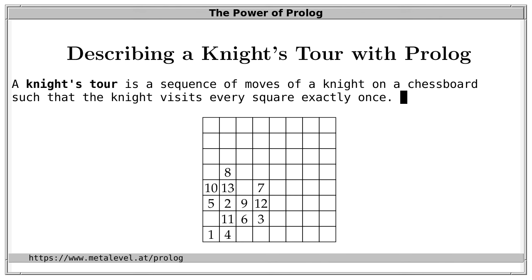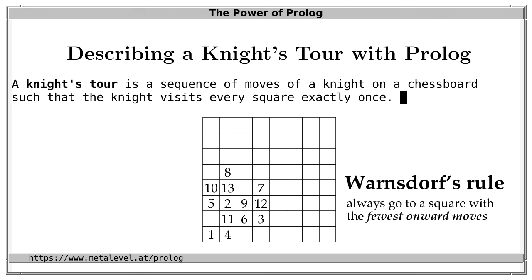And now, let's take a moment to think about this situation. Where should we go next? Well, one strategy worth knowing is called Warnsdorf's rule. This means that we always go to a square with the fewest possible onward moves. So in this case, it would be here, because from here there's only one move we can make, namely this. And so by Warnsdorf's rule, we would go here.